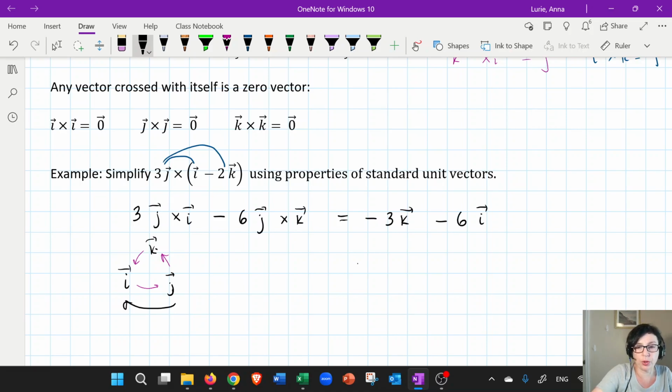Now, if you want to, you can reorder them, and usually that's what they prefer, to put i first, then j, which is missing here, and then k last. But that's the answer.